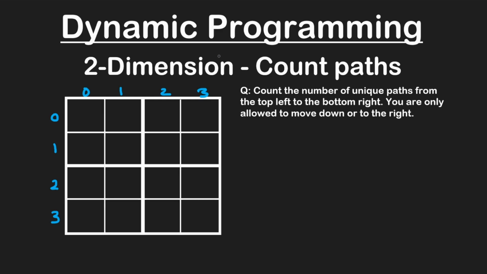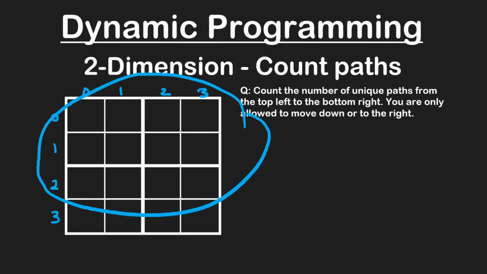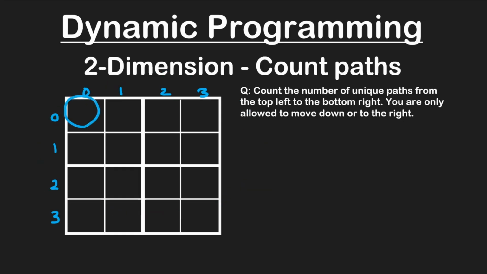So next, let's move on to two-dimensional dynamic programming, and let's solve a pretty familiar problem at this point, counting paths. We're going to be given a two-dimensional grid, and we're starting at the top left. We want to go to the bottom right, and we want to count the number of paths that can lead us there.